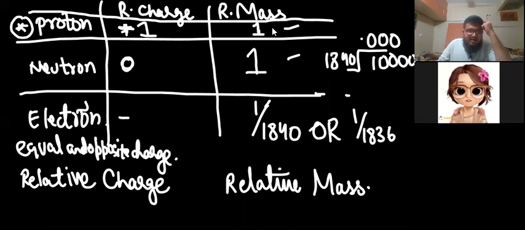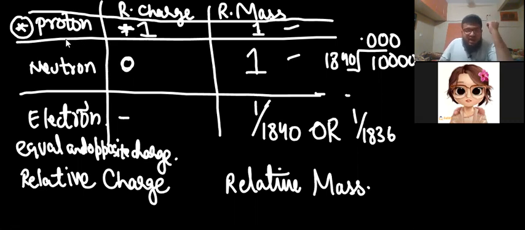Yes, Shazib, what's going to be the answer? I've written over here that they are equal and opposite, the charge of a proton is equal and opposite to the charge of an electron. No, it's not going to be 0. Electron has an opposite and an equal charge to the proton. It is equal and opposite.